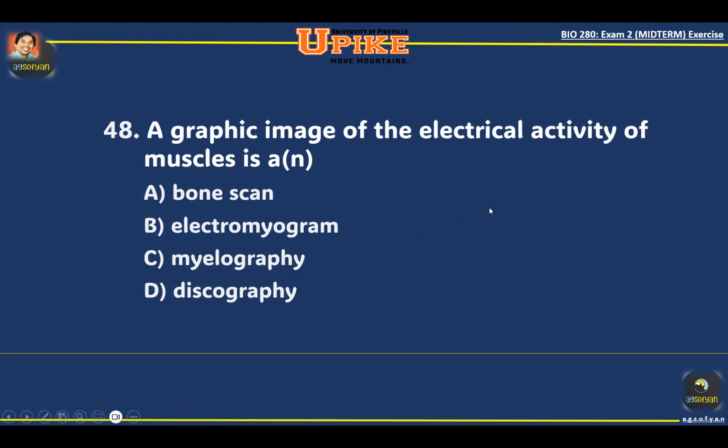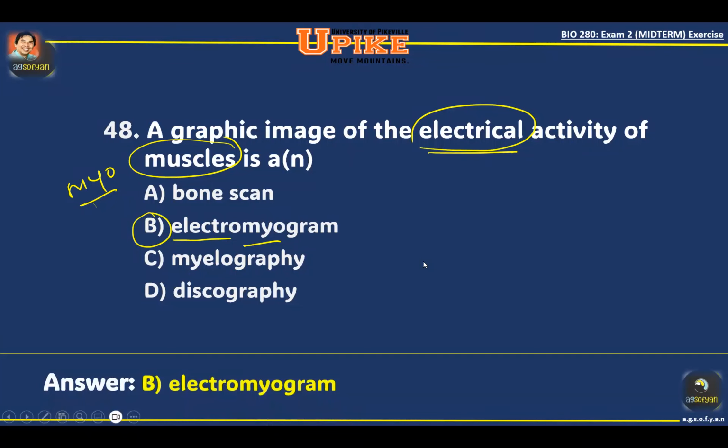A graphic image of electrical activity of muscles. Electrical and muscle, these are the two keywords. Muscle means myo, and electric, of course, is electro. So just look for that. It's going to be electro, and then myo, which is muscle. So that should be the answer, electromyogram. Look for the keyword if you don't know.